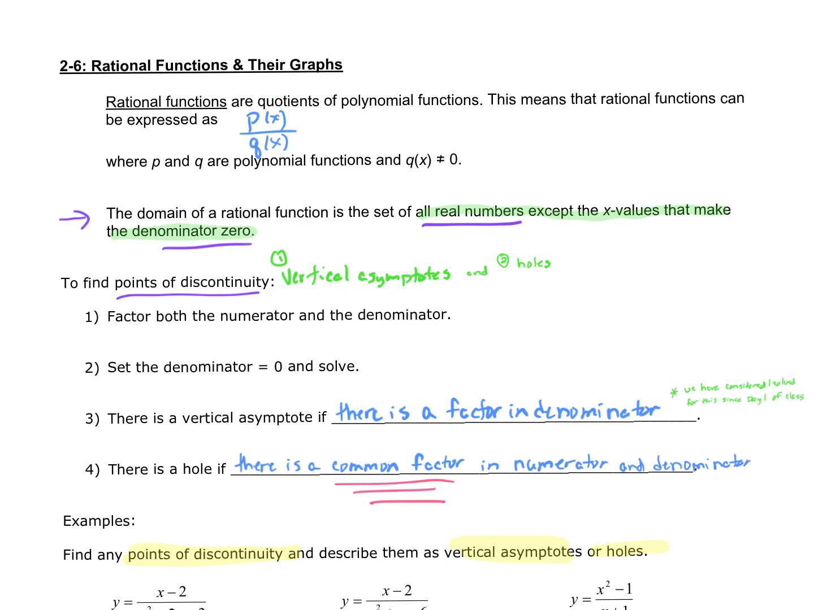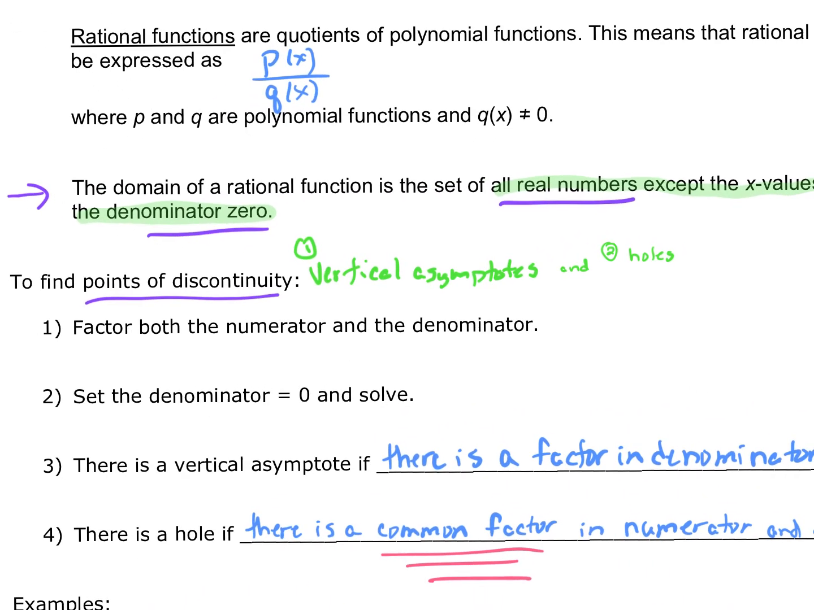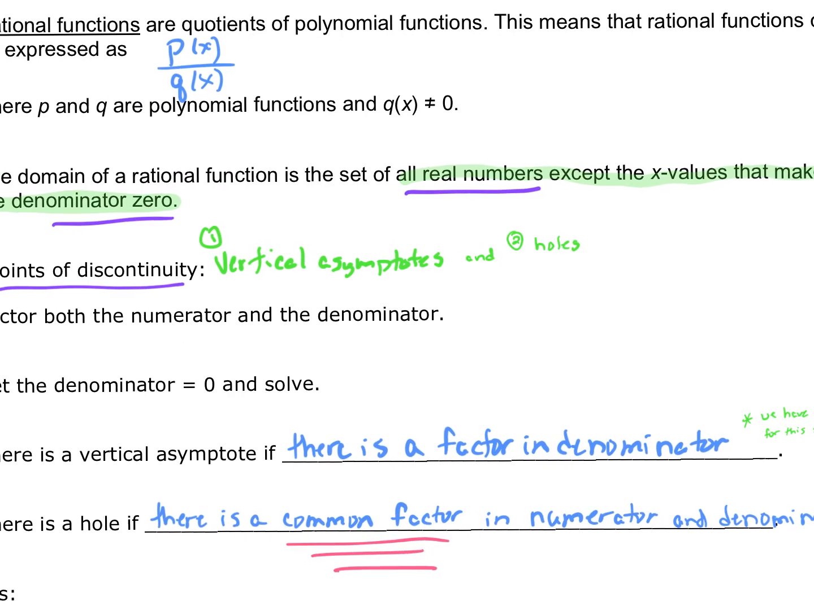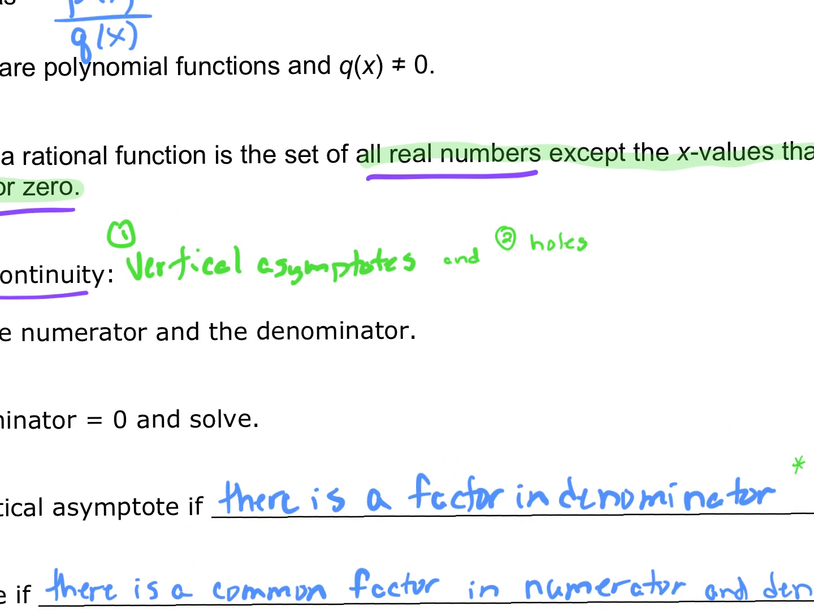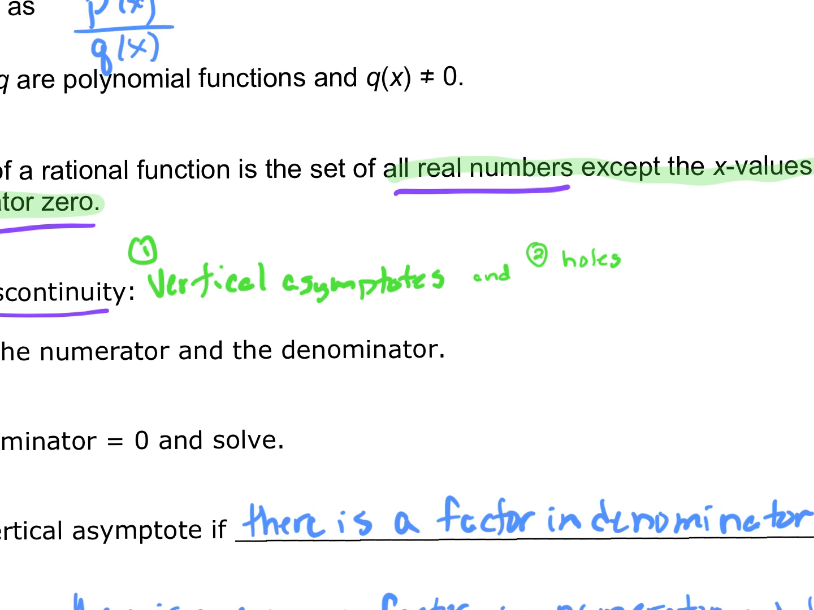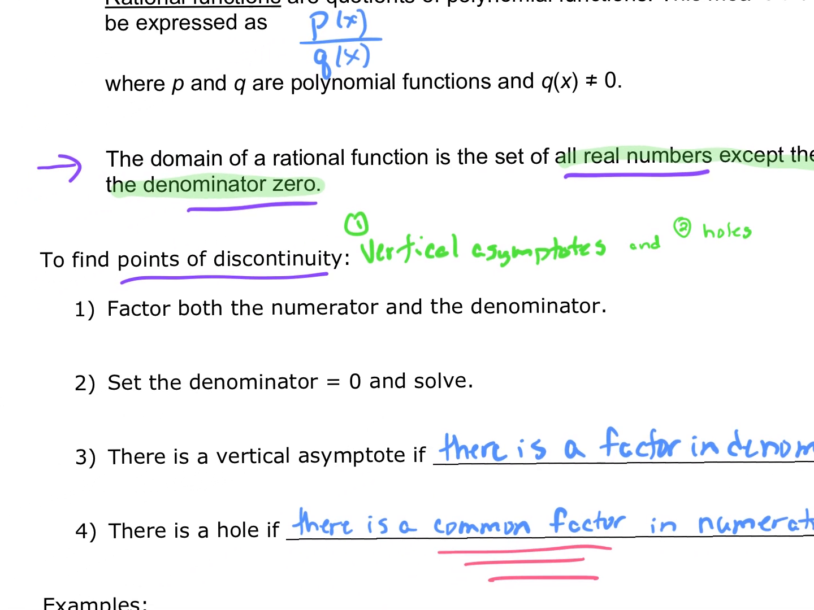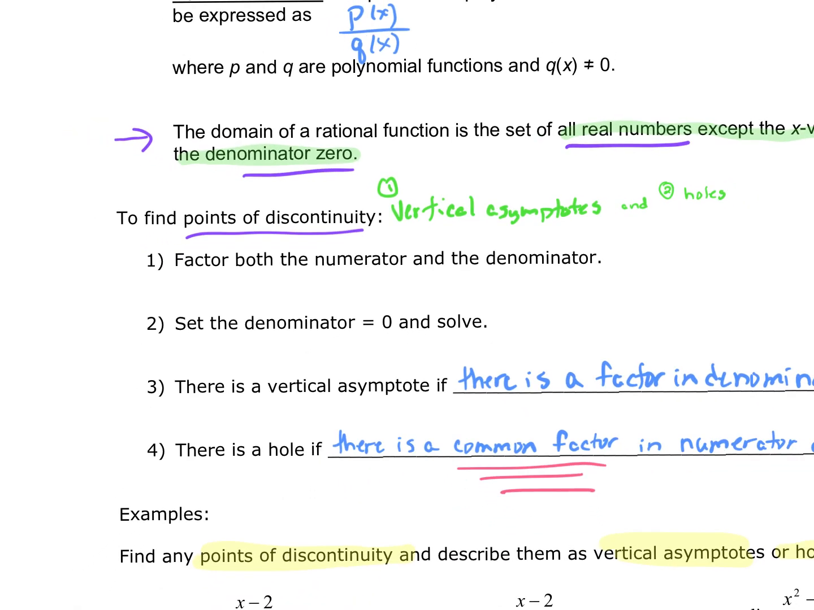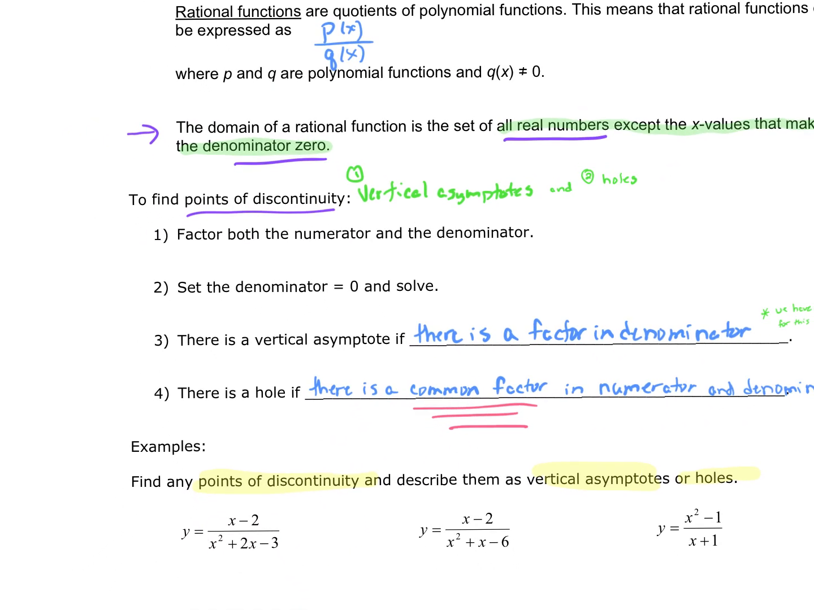So there are two different types of what we refer to as points of discontinuity. One point of discontinuity is referred to as a vertical asymptote, and that's the main thing that we'll discuss. It's also possible to have holes in the graph. And we'll look at how we find and discover which is which when we have each type.